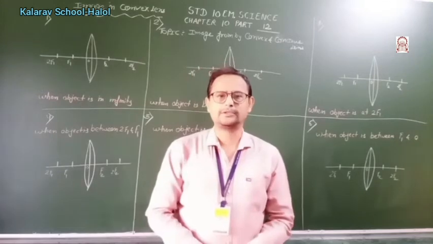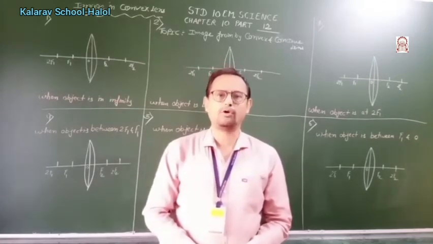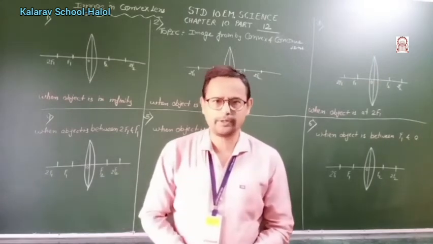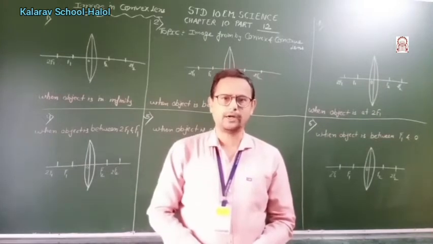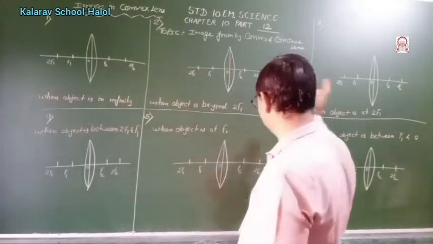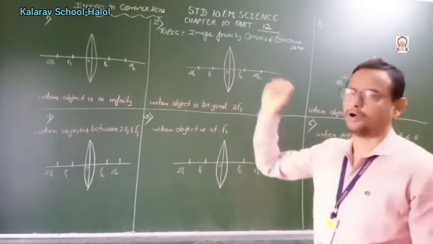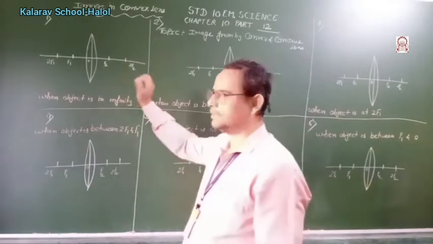In the last lecture I explained how to draw the concave and convex lens. In this lecture I am going to explain the images formed by convex and concave lens. You can see here I have drawn 6 different pictures of convex lens. Let's start from the first.